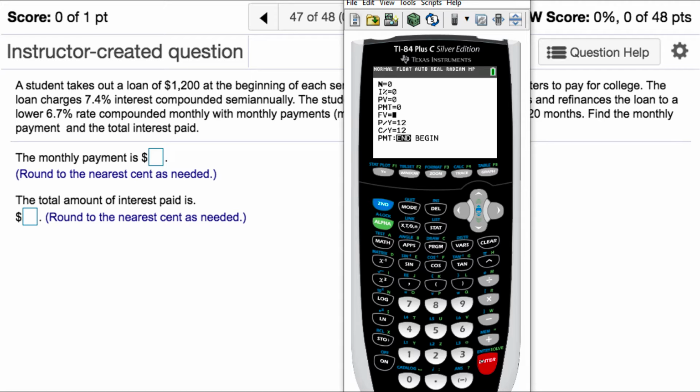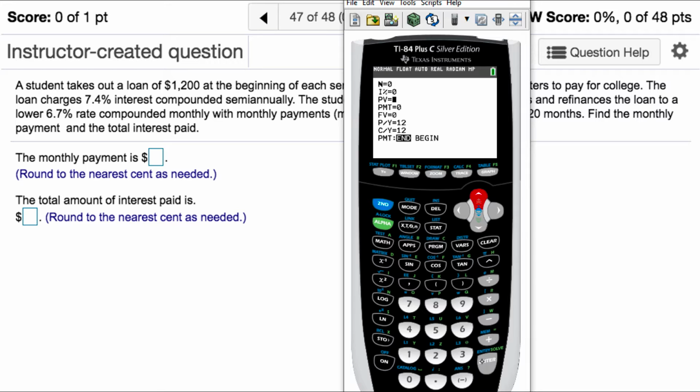Now, we're not trying to find out the payment necessary to pay off a loan. Not yet. That's the second part of the problem. So we're not amortizing a loan, which means all of the settings that we usually use for loans are going to be a little bit different. The present value is not going to be the loan amount yet. The future value is not going to be 0 yet. Those are all going to be true for the second part of the problem. What we're just trying to figure out now is if you take out a loan of $1,200 at the beginning of each semester, how much are you going to owe after 13 semesters?